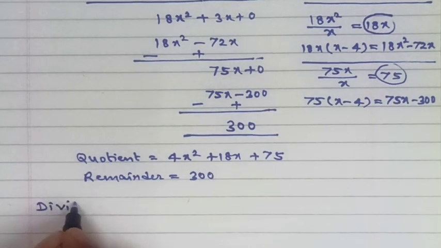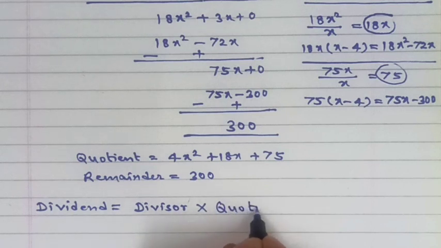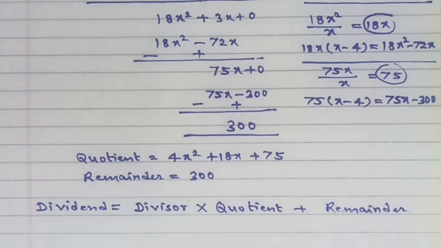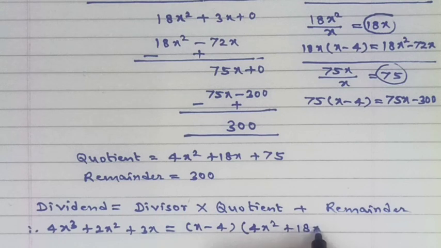Here also, if you want to write, dividend is equal to divisor into quotient plus remainder. So you get 4x cube plus 2x square plus 3x is equal to x minus 4, which is your divisor, and quotient 4x square plus 18x plus 75, and then remainder is plus 300.